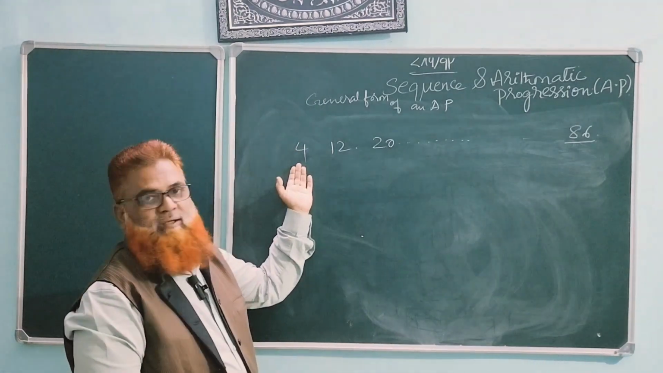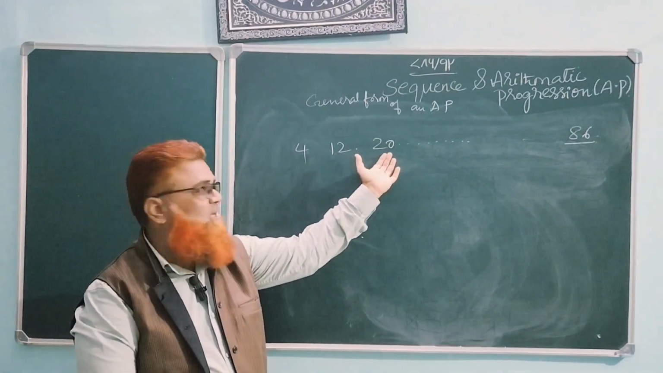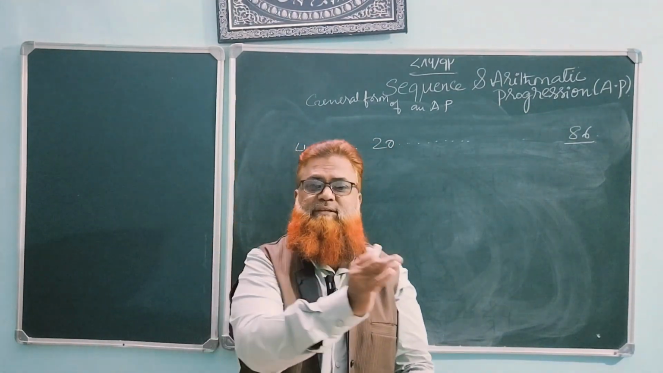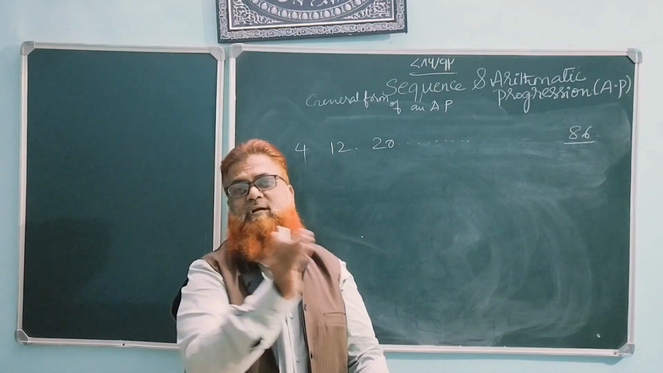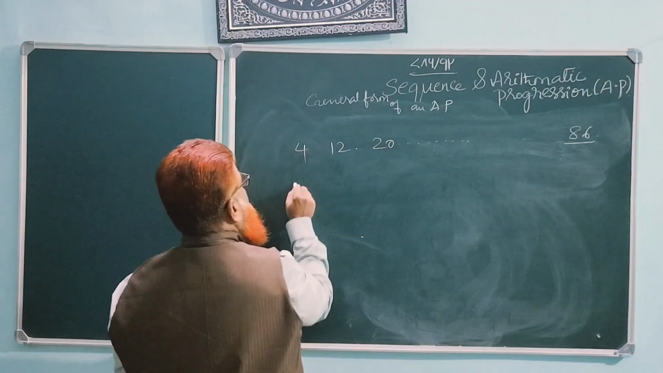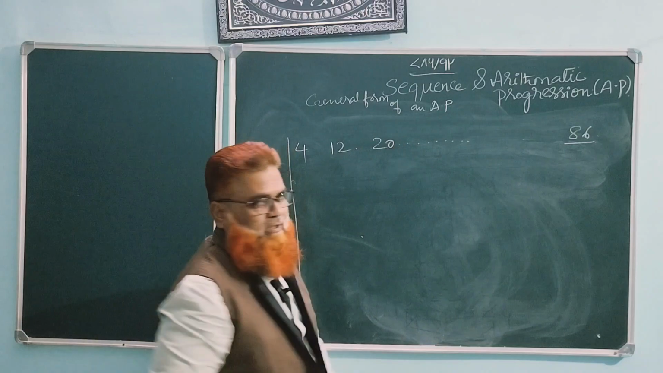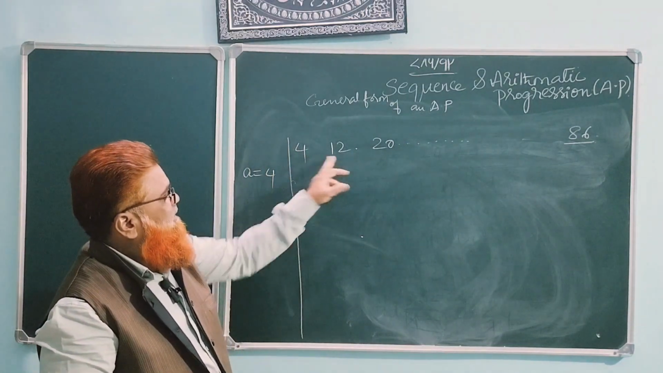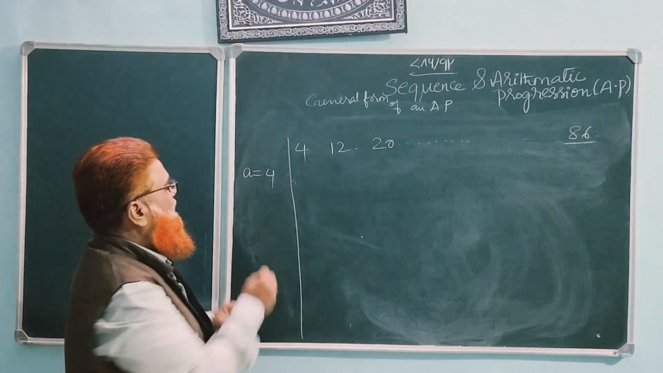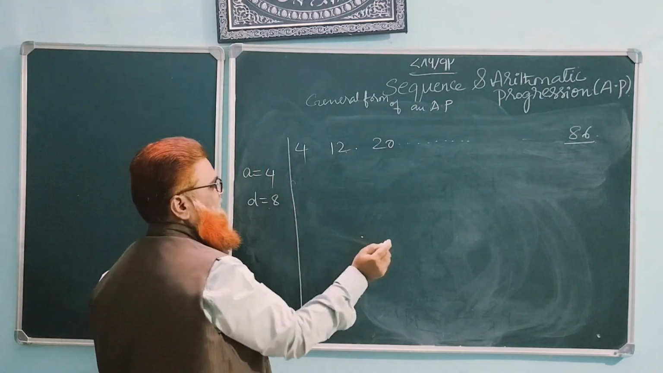As you know, 4 is a term of an AP, 12 is a term of the AP, 20 is a term of the AP. Similarly, 86 is given. Whether 86 is a part of that sequence or not, that you have to find. How to find it now? The first term, just make a checklist: a is equal to 4. And the difference between two consecutive terms, second minus first, 12 minus 4, the d is 8. 20 minus 12 is 8.